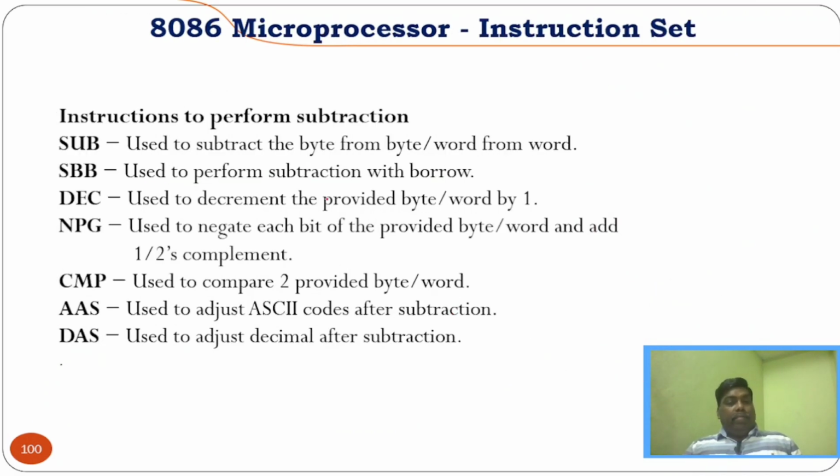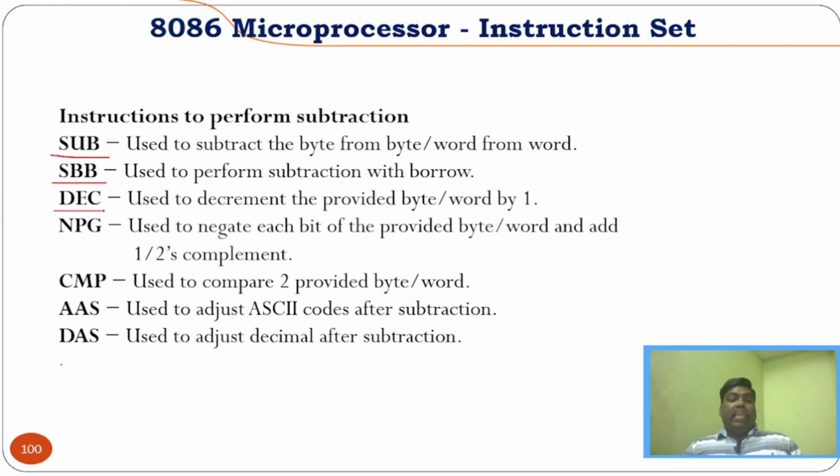And the next instruction is the subtraction instruction. We know what SUB is. It will subtract a byte or a word, the source from the destination, right? And SBB is the same subtraction, involving the borrow flag.